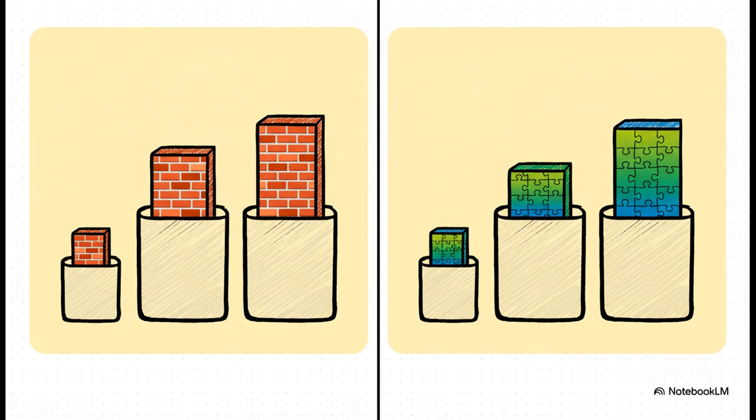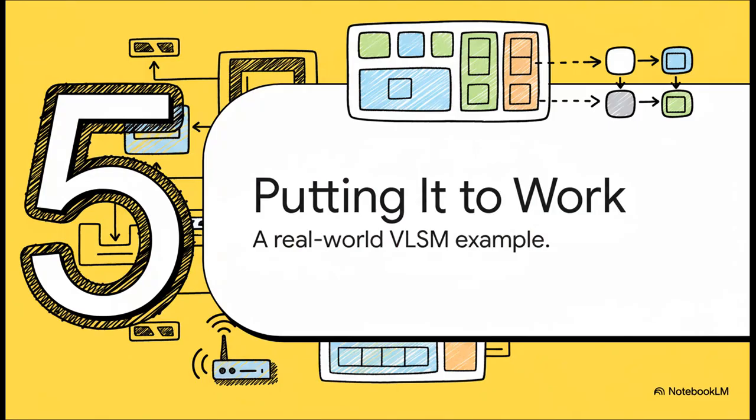On the right, you have the much more advanced method, VLSM, Variable Length Subnet Masking. This is the game changer. It lets you create subnets of different sizes, so each one can be tailor-made for what it needs. It takes more planning, but it is incredibly efficient. So that brings us to our final section, putting subnetting to work.